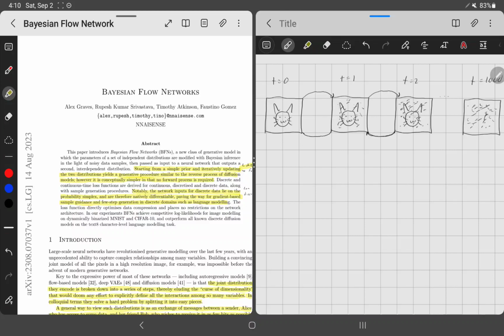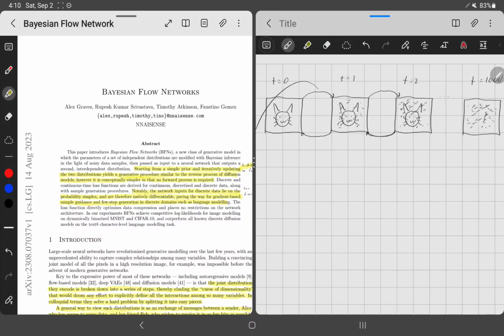And then you do it again, which is a little bit less noisy, and you do this 1,000 times, and it's an iterative process where you're basically removing noise from this image. So you add a bunch of noise to the image, and then you train a model to slowly remove the noise from the image. And that's how diffusion models work.